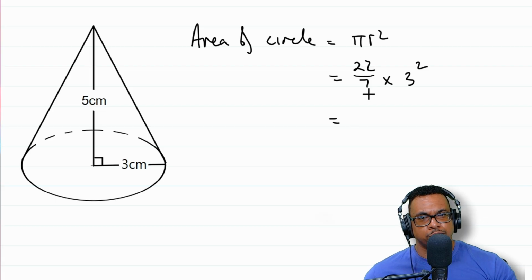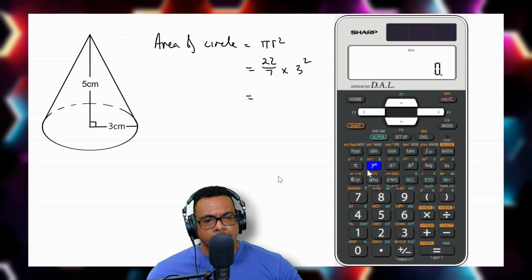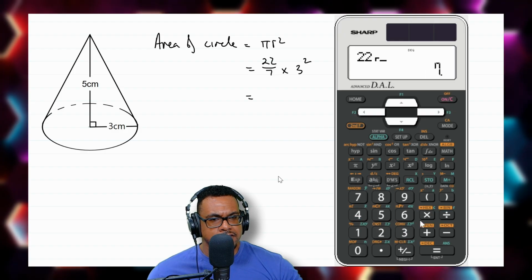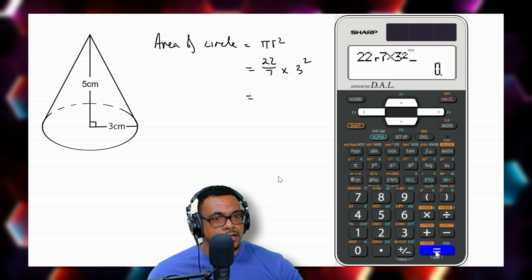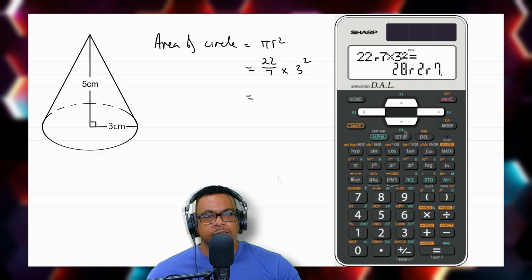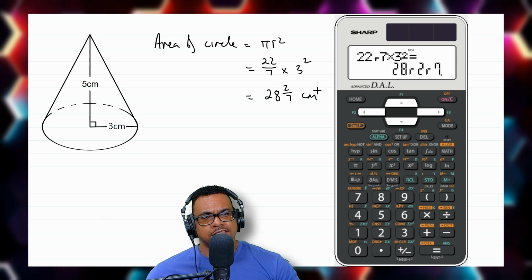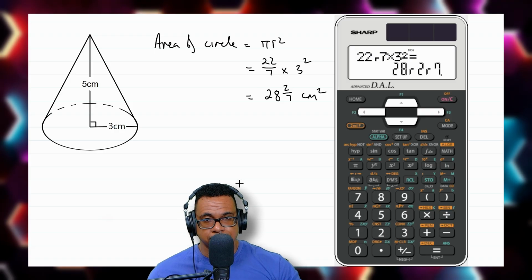Yes, you could put 22/7 multiplied by 3 squared over 1. And 3 squared is 9 and try and cancel. Or we can just run this straight on the calculator. All right, so we can put in 22/7, use the fraction button, over 7, multiply by 3 and press the x squared button to square it. And press equal, and that's 28 and 2/7. So we can write 28 and 2/7 centimeters squared. So that's the area of the circle, which is the area of the base.